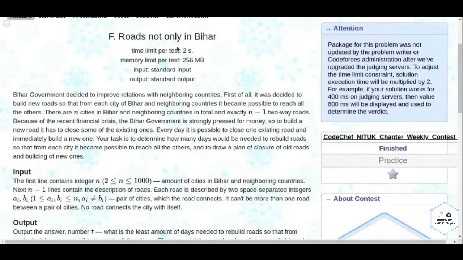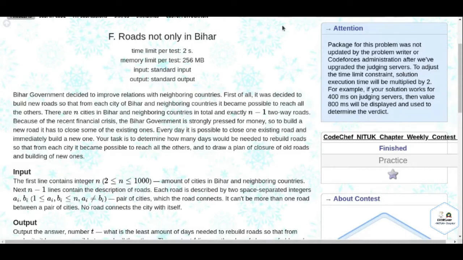So let's move to the last question. Roads not only in Bihar. Okay, so the Bihar government decided to improve relations with neighbor countries. First of all, it was decided to build new roads so that from each city of Bihar and the neighboring country, it becomes possible to reach all the others.